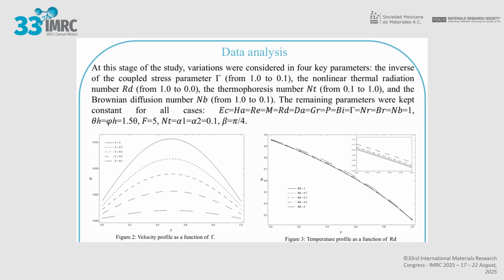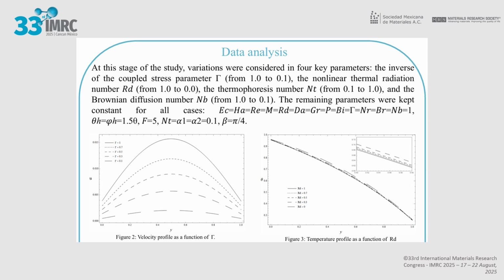Figure 2 shows that as gamma increases, the velocity of the nanofluid increases throughout the entire domain. Since gamma represents the inverse of the intensity of the coupled stress in the porous medium, lower values of gamma correspond to greater internal resistance to flow due to the increase in effective viscosity of the nanofluid. This increase in resistance leads to greater viscous friction with the channel, thereby reducing the velocity magnitude in the profile.